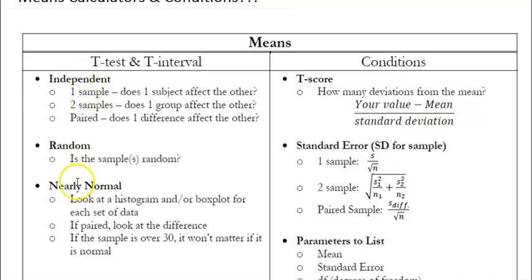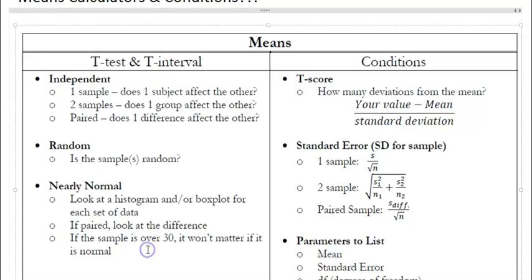But these are the conditions you need, and then these are the three, and then also nearly normal. So it looks like you're supposed to look at the histogram or box plot for each. If it's paired, again, we'll talk about that later. And then the last thing is, if it's over 30, it really doesn't matter what it looks like, so you don't even have to look.